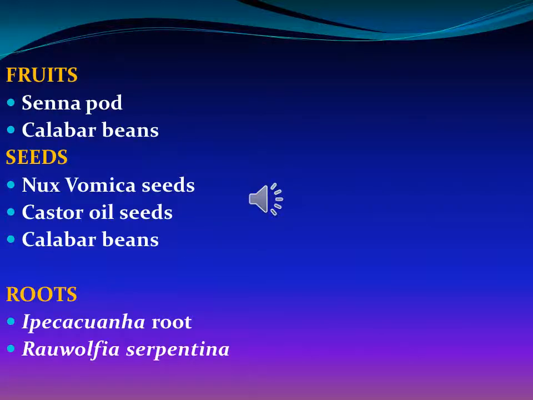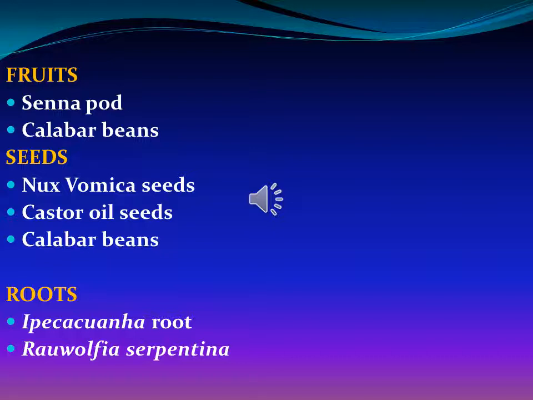The fruits. Senna pods give anthracene, which is a purgative. Calabar beans give physostigmine, which is a cholinomimetic agent. The seeds. Seeds of Nux vomica give strychnine, which is a CNS stimulant. Castor oil seeds give castor oil, while Calabar beans give physostigmine, which is a cholinomimetic drug.